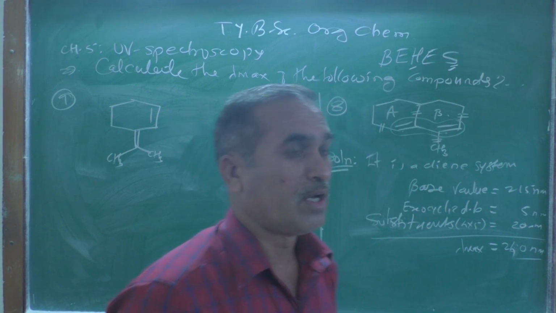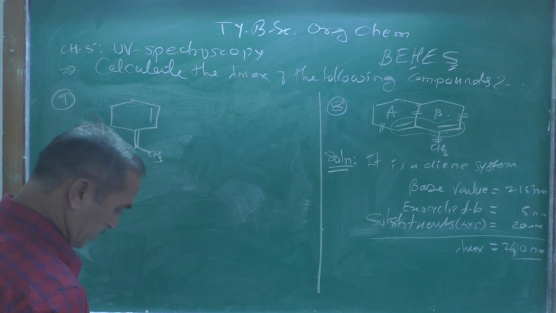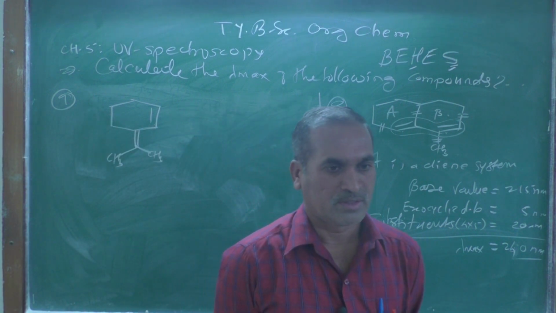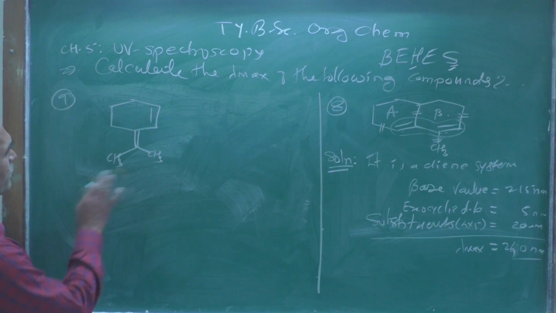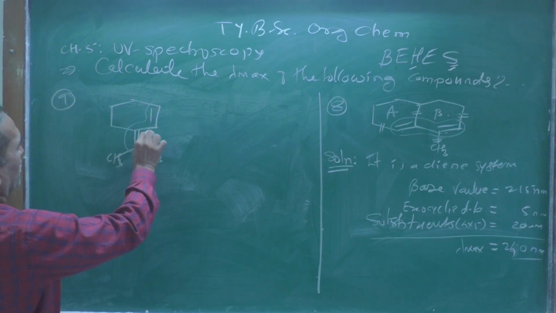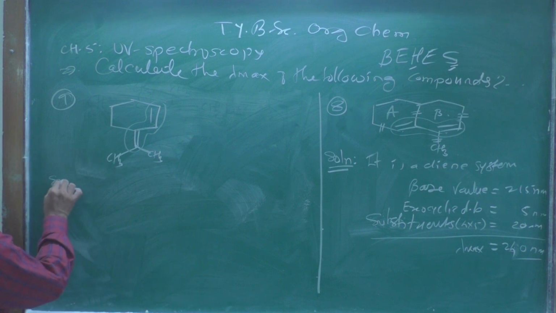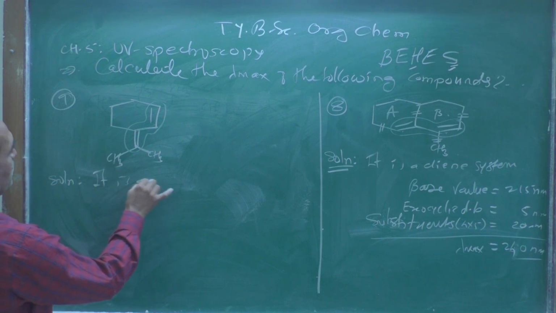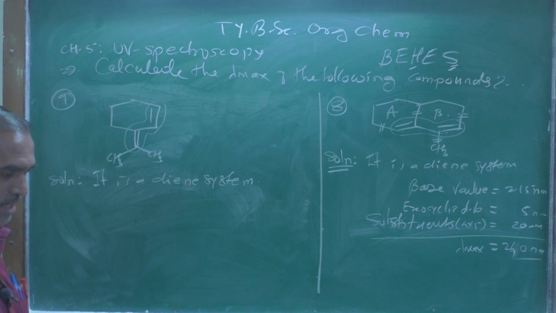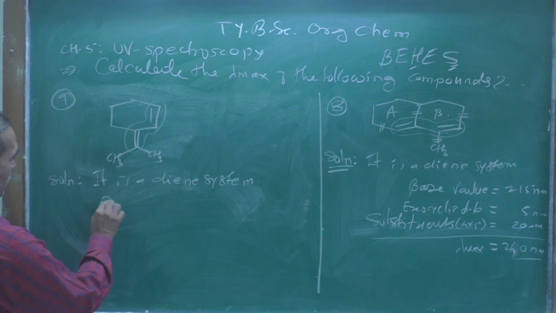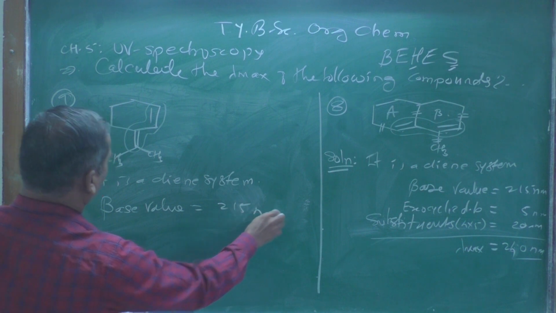Now how do you solve this? Once again, first identify whether a diene system is present or not. If you observe this carefully, you will clearly see these carbon-carbon double bonds are in conjugation, and therefore it has a diene system. So you can write here, solution: it is a diene system. If the diene system is there, the base value is fixed, and that base value is 215 nanometer.